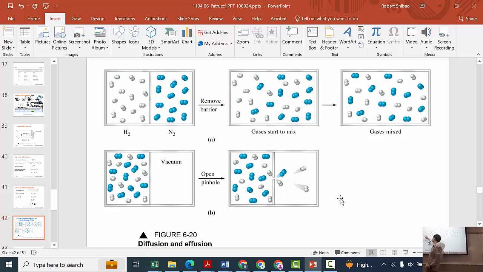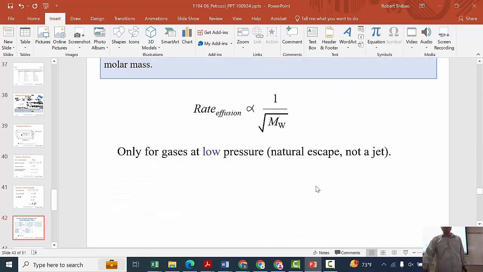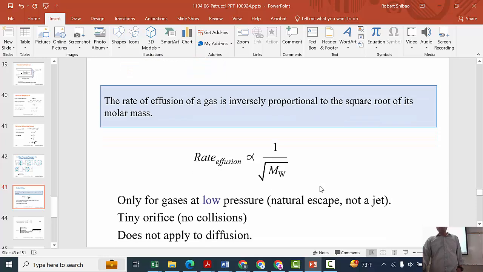Now, if it were lighter, it would diffuse faster. So if we have hydrogen over here, hydrogen's moving at 2,000 miles an hour. And so it would make it across the room a lot faster than the mint molecule, which is only moving at 500 miles an hour. All right, so what we say is this.